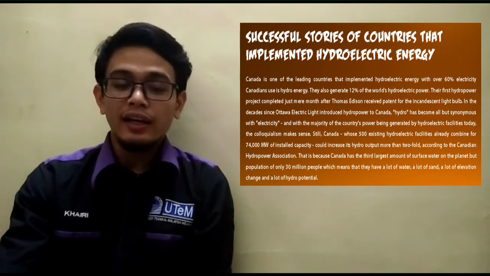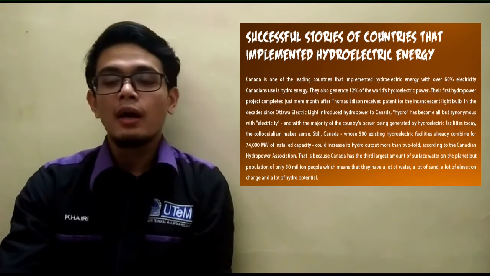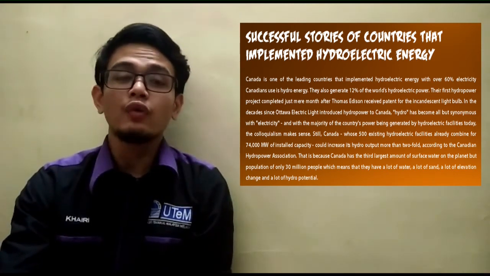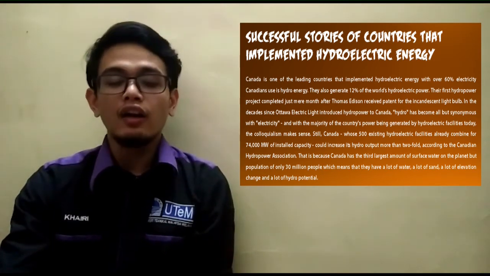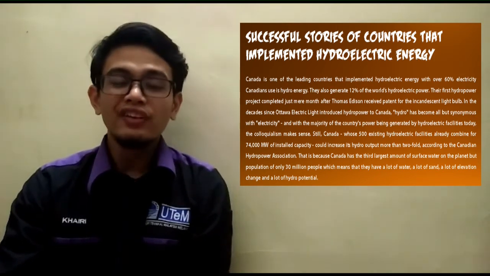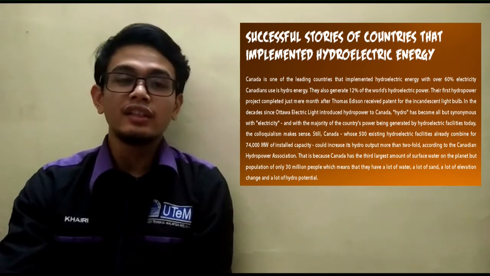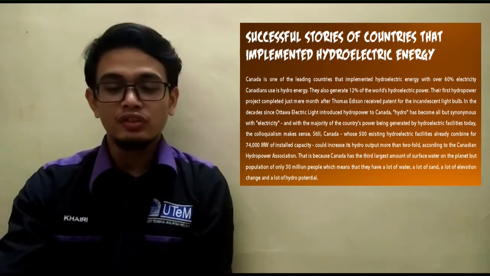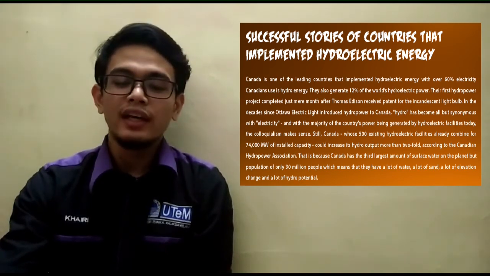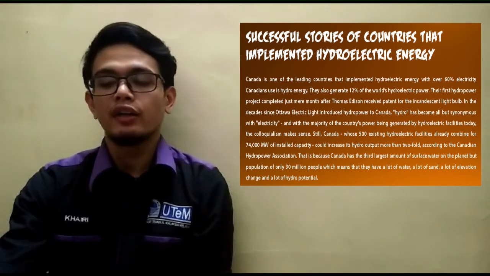That is because Canada has the third largest amount of surface water on the planet, but a population of only 30 million people, which means that they have a lot of water, a lot of land, a lot of elevation change, and a lot of hydro potential. Furthermore, the potential for Canadian hydropower is such that the country could easily parlay its resources into an exportable commodity. At the moment, Canada has already supplied 1% of the United States' power with its hydropower.